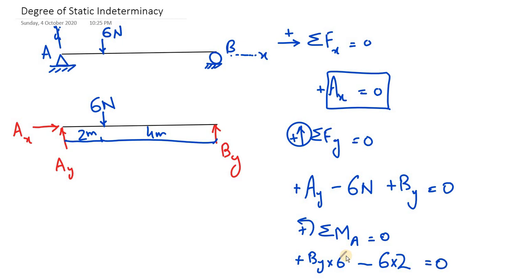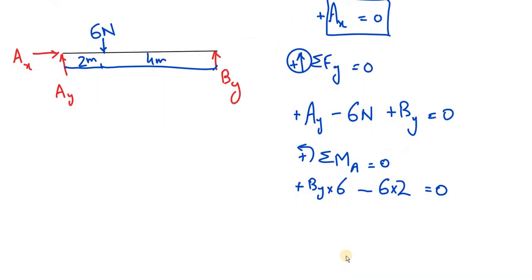Why? Because Ax and Ay are passing through A, which is the moment center, so they have 0 lever arm, so they won't be appearing in the equation. And from here you can solve, By would be equal to 2 Newton. We have ended up with a positive answer. Now what does this positive answer mean? This means that the assumed direction shown on the free body diagram for By is correct.